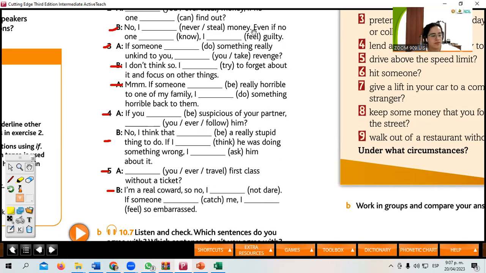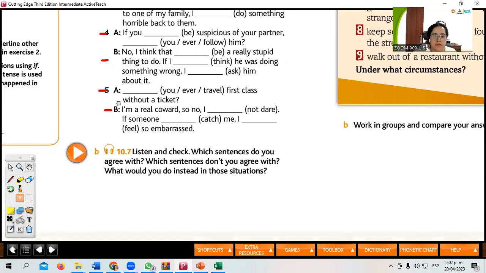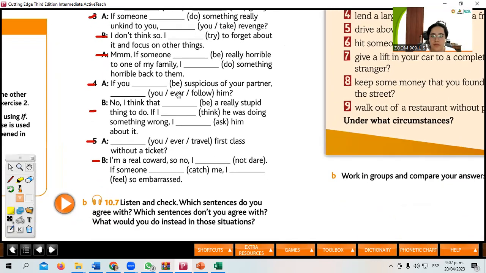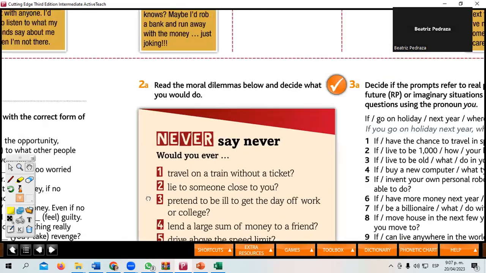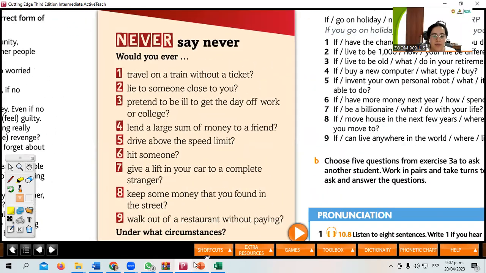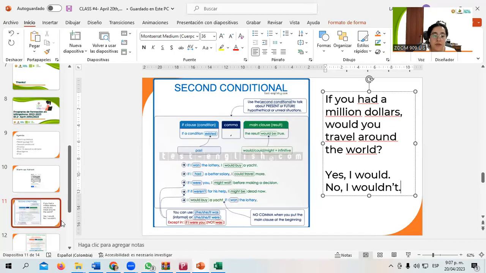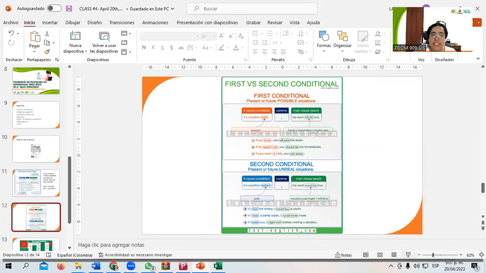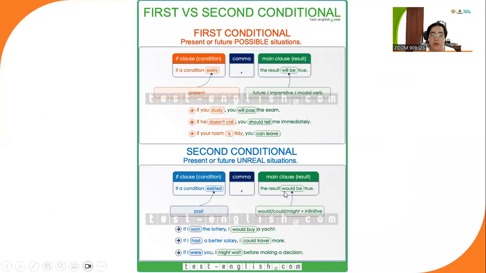All right, any other questions? No? Okay, perfect. All right, guys, listen. So now, before we continue, in this part of the unit, we also need to compare the first conditional with the second. We were studying the second conditional for present or future unreal situations, okay? So let's compare it to the first, is for present or future possible situations, no? So when we talk about possible real situations, we use the first conditional.